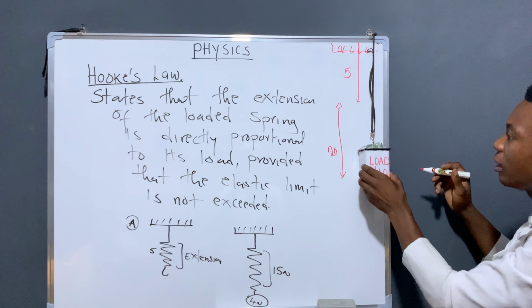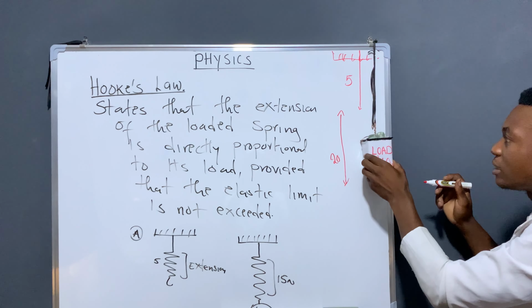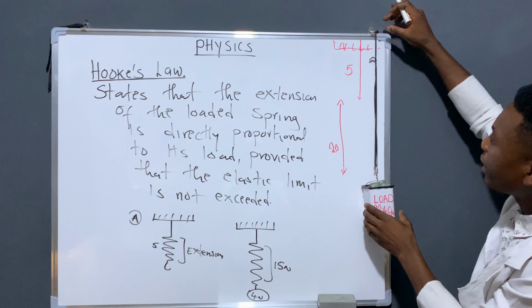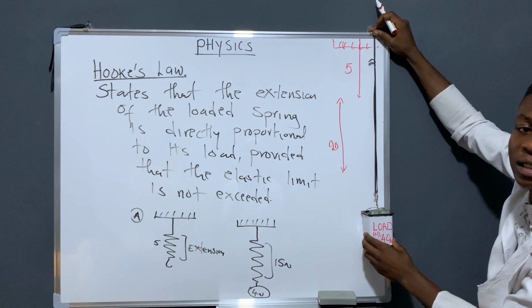So if no extension, this is the original value. After putting the load, it becomes like this. Provided that the elastic limit does not exceed, meaning it will extend, but it will reach a point where it has reached its limit. The elastic limit is not exceeded. Once you exceed the elastic limit, it's going to cut off. So Hooke's law states that the extension of the loaded spring is directly proportional to its load. It depends on the load that you have put. That's how it's going to extend. All right, so this was about Hooke's law.